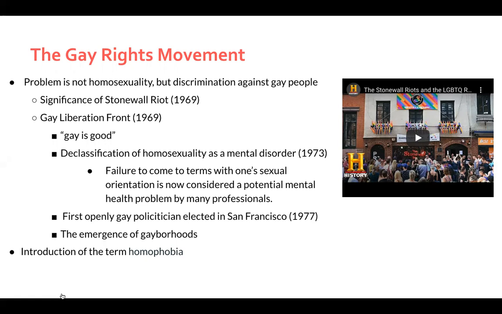So it really wasn't until the end of the 1960s that we have a large scale pushback against this type of treatment, where people were basically saying, hey, the problem isn't homosexuality, it's the discrimination that people who are gay face. And certainly, one event that is really significant in this time period that we refer to as the gay rights movement is the Stonewall riot.